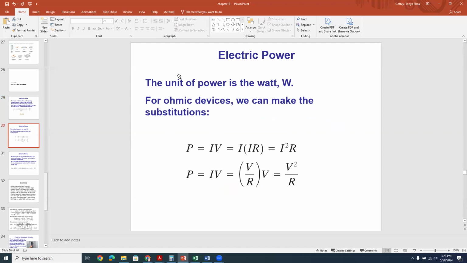If the device is ohmic, then we can use Ohm's law, which is V is equal to IR, and we can write the equation P is equal to IV in other forms. For example, we could plug in for V and write V is equal to IR, and then we have I times IR, which is equal to I squared R. Or we could rearrange the current bit and say that the current is V over R. So we have V over R times V, which is V squared over R. So P is equal to IV is equal to I squared R is equal to V squared over R. Those are all valid power equations.